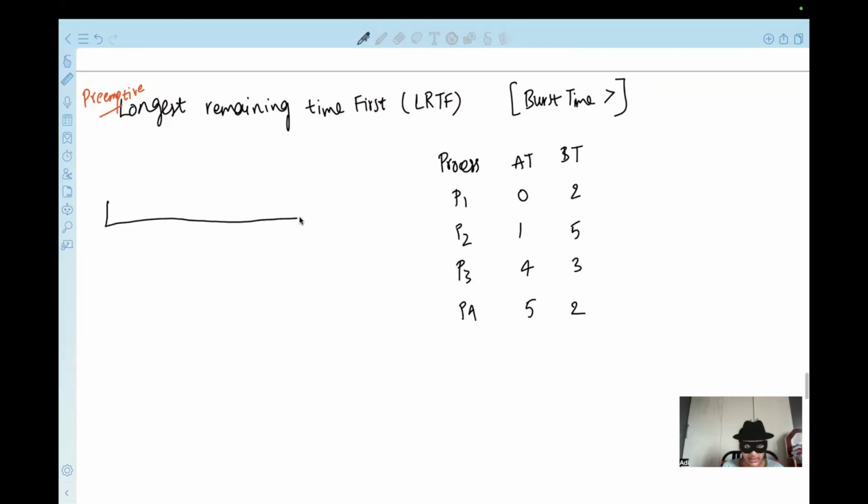Please see the Gantt chart carefully. Always we assume that the arrival time is 0 and the process is running from the 0th arrival time. Okay, now, is there any process arriving at 0th time? Yes. So P1 is arriving.